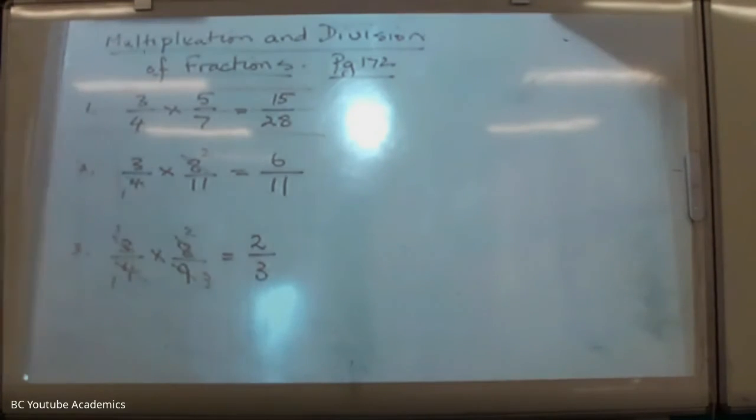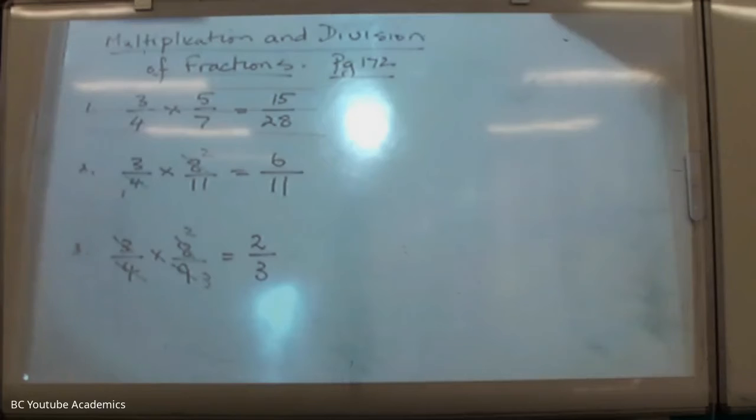Can I also say that when I cancel the whole number, I very often don't even bother to show the ones. I just leave it out. I know it's there, and I simply say 1 times 2 is 2, and 1 times 3 is 3.